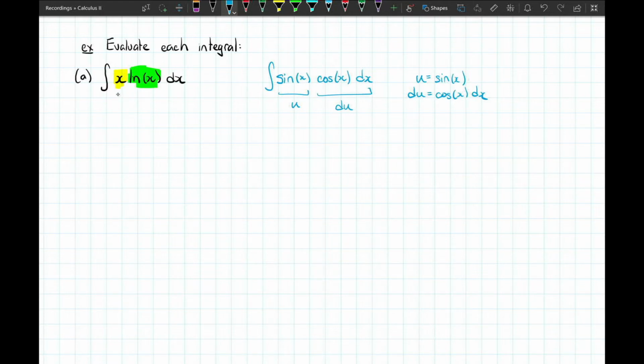And that would be an easy case of a product. But in this case, if we let u equal x, then the derivative of x is just equal to 1. And we are stuck with a logarithm in our integral. And if we let u equal the natural logarithm of x, then the derivative is 1 over x. And that is not going to cancel out the x that we also have as our second factor. So, in this case, this product is better to be tackled with integration by parts.